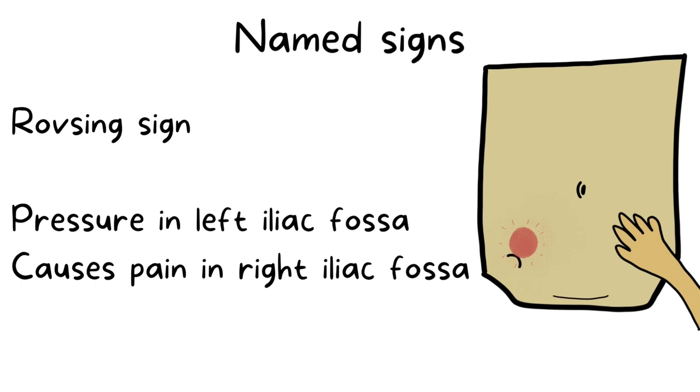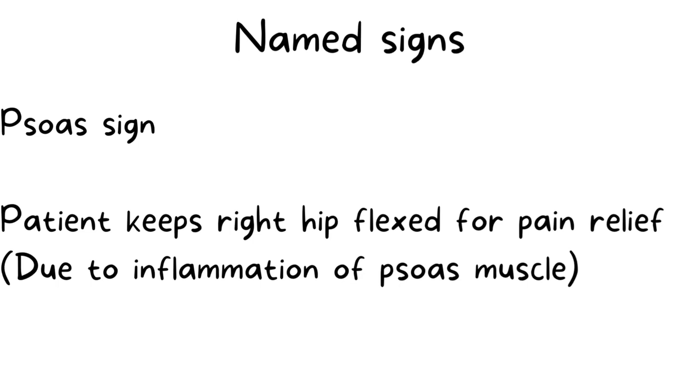Now there are certain named signs with respect to appendicitis. The first one is Rovsing sign. This is elicited by applying pressure in the left iliac fossa region, as you see in this picture, and on doing so, the patient will feel pain in the right iliac fossa region. This is Rovsing sign.